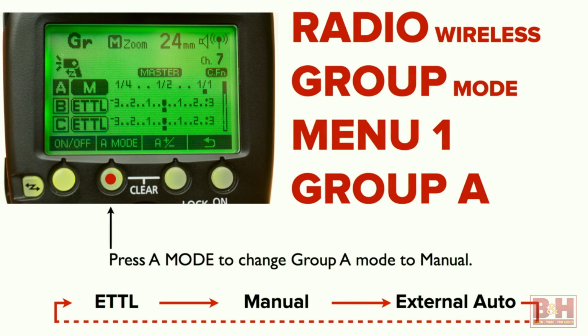So once we select a group that we want to change, in this case now, we see that the first button becomes on, off. If I want to shut group A off, that's where I'm going to do it. If I want to change the mode of group A, so you notice between those two slides, group A jumped from ETTL to manual, all right? So we hit mode, and it's going to cycle basically from manual, it'll go to external auto, from external auto, it'll go to ETTL. Just keep hitting that mode button, and it will just loop around through the three options, all right?